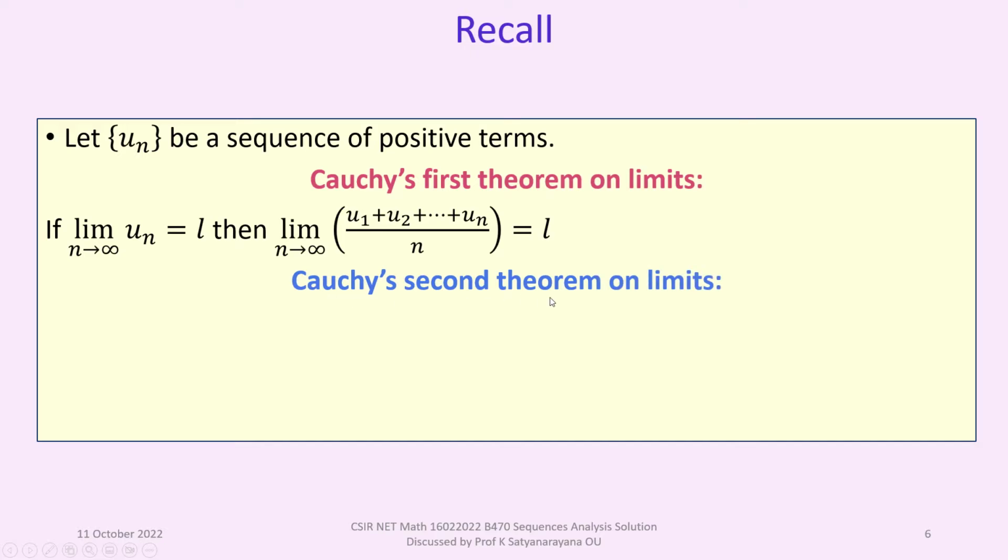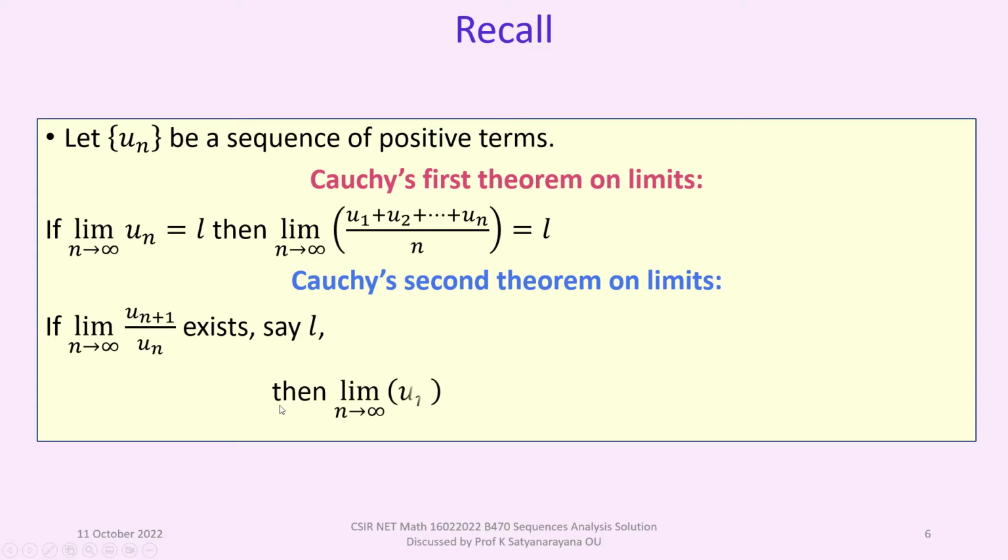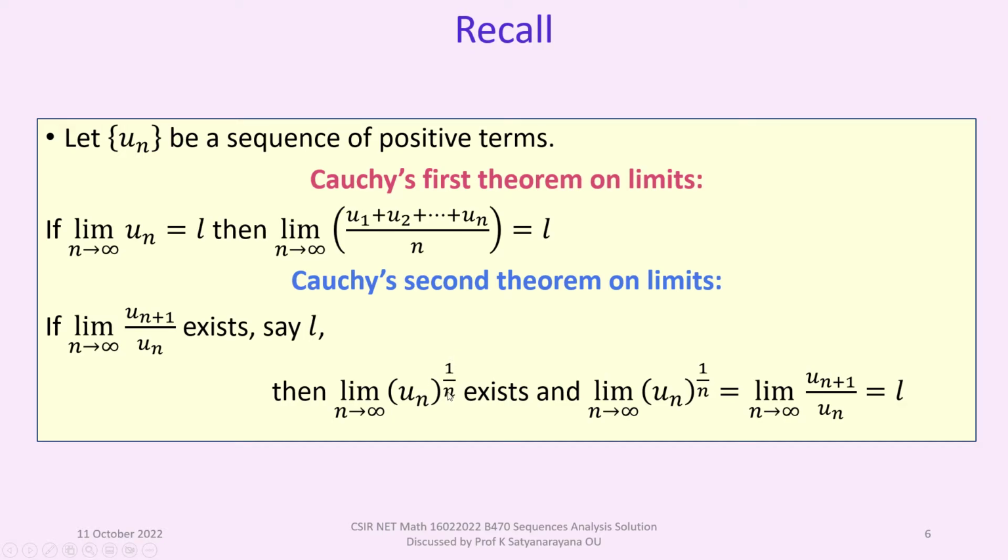The second theorem on limits due to Cauchy is the following. If limit n tends to infinity un plus 1 by un exists and it is equal to L, then limit n tends to infinity un to the power 1 by n, the nth root of un, exists, and it is equal to limit n tends to infinity of un plus 1 by un, which is L. These are two important theorems that we require for the discussion of the solution of the given problem.